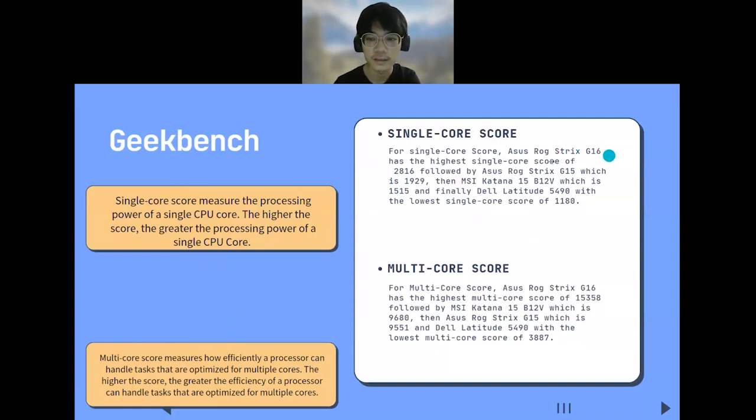So for the single core, Asus Strix G16 has the highest single core score, which is 2816, followed by the Asus ROG Strix G15, then MSI Katana 15, then finally the Dell Latitude with the lowest score, which is 1180. For the multi-core score, the highest one is Asus ROG Strix G16 again, which is 15358, followed by the MSI Katana 15, then ROG Strix G15, then finally Dell Latitude 5490 again with the lowest multi-core score of 3887.